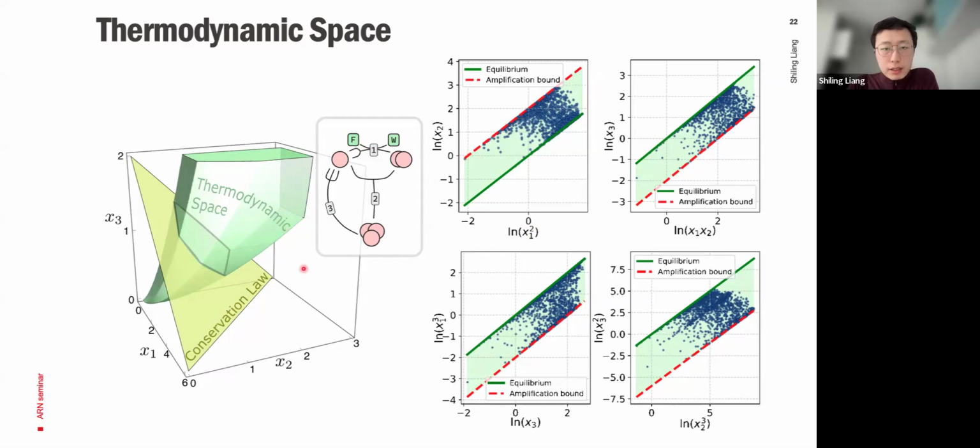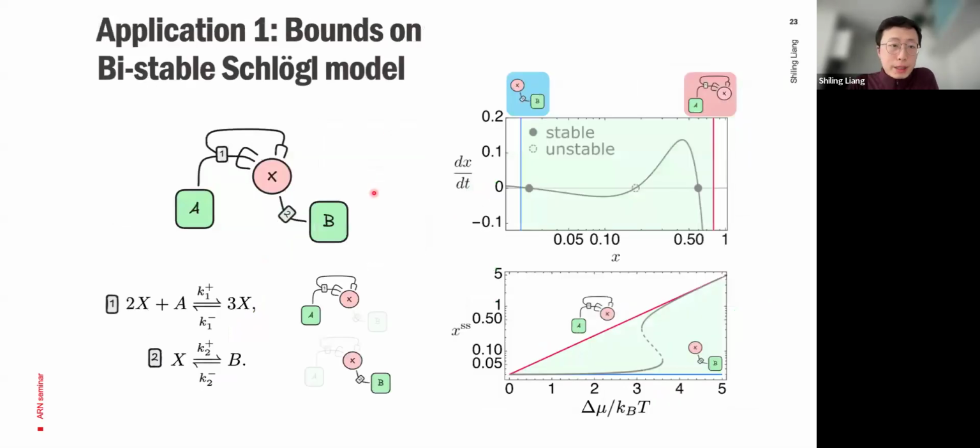This is just one example, and in our paper you can find the proof of this approach for the most general system described by mass action and a hypergraph. For any possible chemical reaction network described by a hypergraph, we can do the same thing and find the bound. So now I can go through some examples.